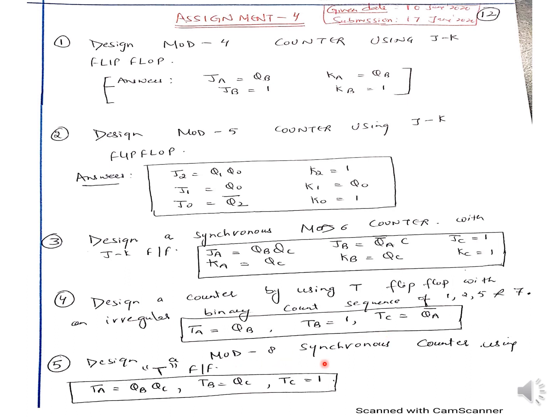Design a mod 8 synchronous counter using T flip-flop. So you have to design mod 8. Okay, mod 8 means 0 to 7. So again, mod 8 means how many flip-flops will you use? 3 flip-flops using T flip-flop. So I have given the answers for the T flip-flop.